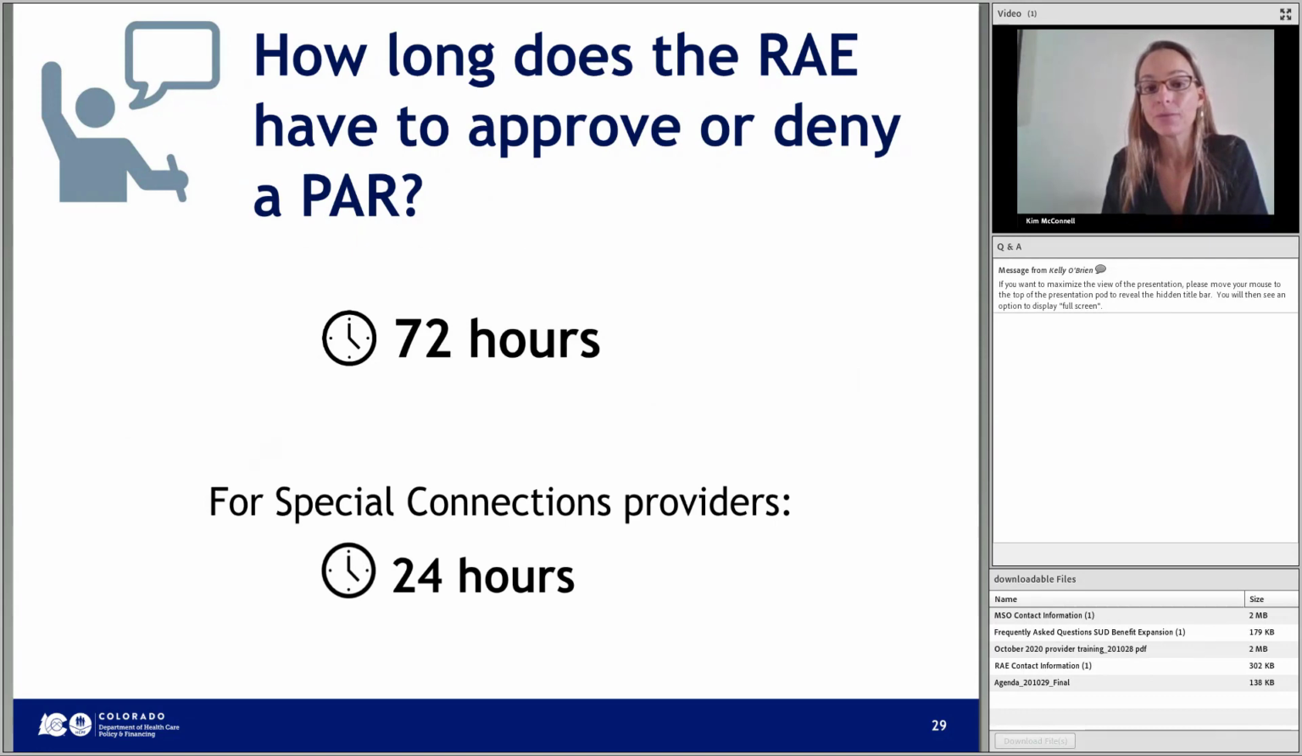Okay, so what is the time frame for prior authorization? The time frame from submission of the prior authorization by the provider to a decision from the RAI is 72 hours, and that's calendar hours regardless of the day of the week. So the RAI will respond to the prior authorization request within 72 hours. That is the latest that they can respond. In many instances, they'll respond sooner than that, but that's the latest that they could respond. For special connections programs, those prior authorizations will be reviewed and responded to within 24 hours.